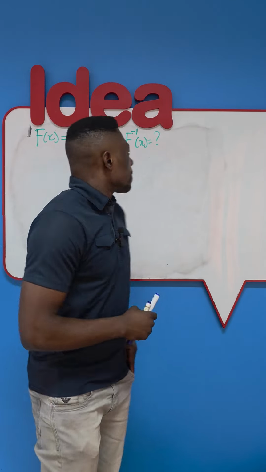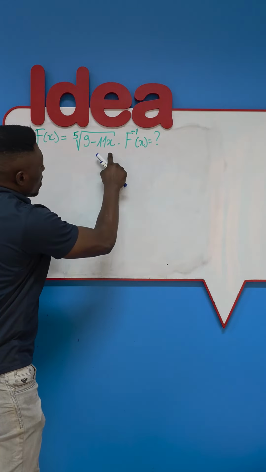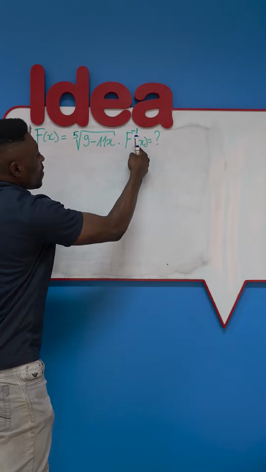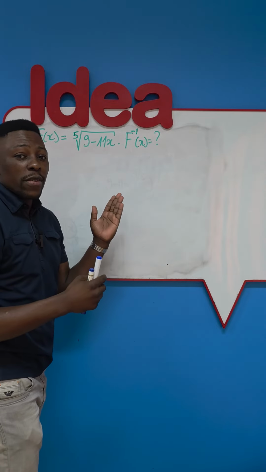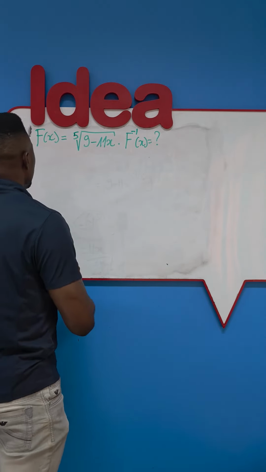Tomorrow will be better. f of x is this. Find f inverse of this. This is how to correctly read it, dear friends. Follow me. Solution.